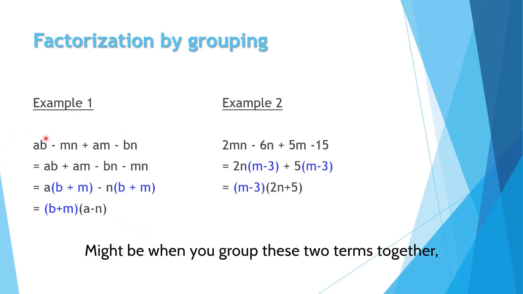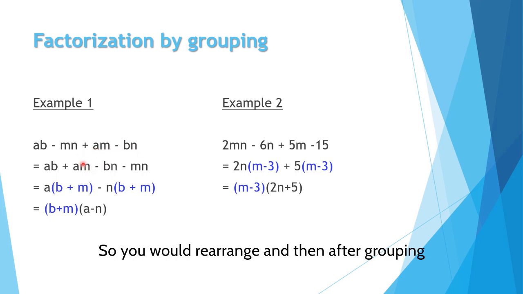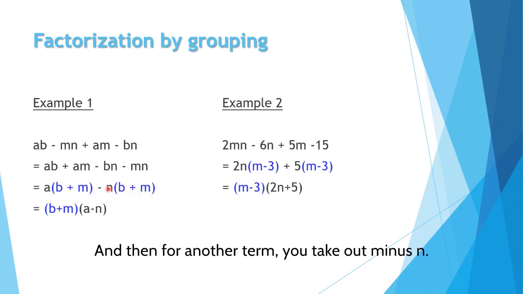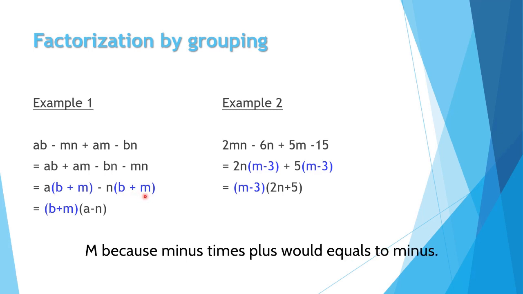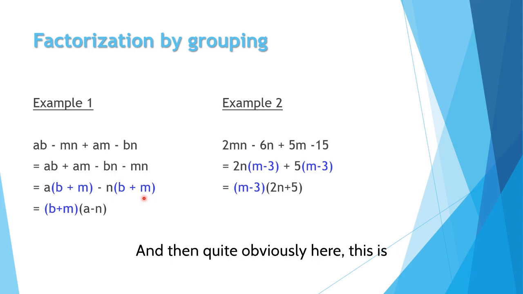Maybe when you group these 2 terms together, you see that ab and minus mn have no common factor with am and minus bn, so you would rearrange. And then after grouping b plus m as the factor here, and then for another term you take out minus n, the bracket should be b plus m, not b minus m, because minus times plus would equal minus. So we would put the plus sign inside the bracket. And then quite obviously here, this is the common factor b plus m. And then the final answer should be like this.